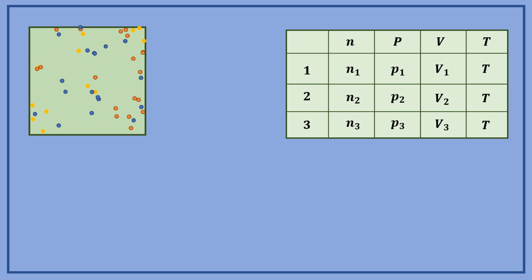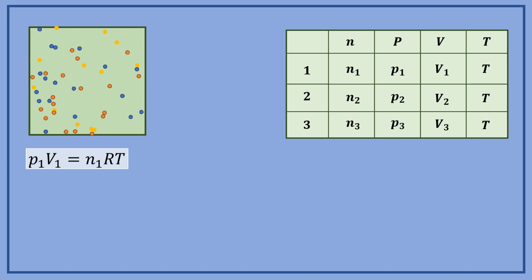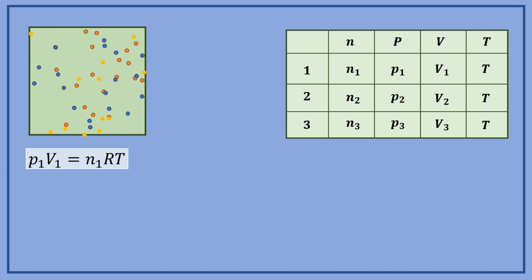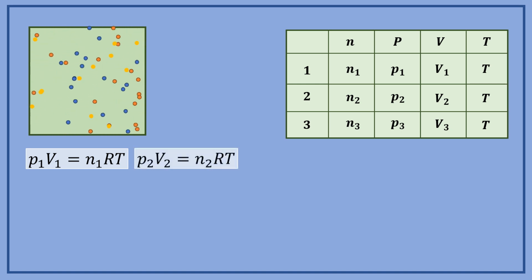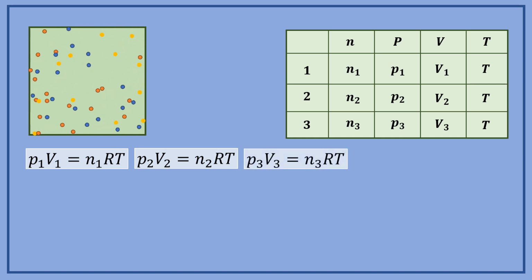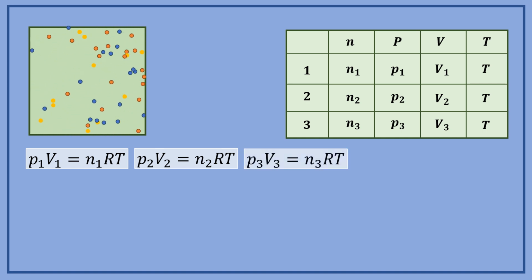Now applying the ideal gas equation to gas 1, we can write this equation: P1 V1 equals N1 times R times T. Similarly for gas 2, we can write P2 V2 equals N2 times R times T, and P3 V3 will be equal to N3 times R times T.